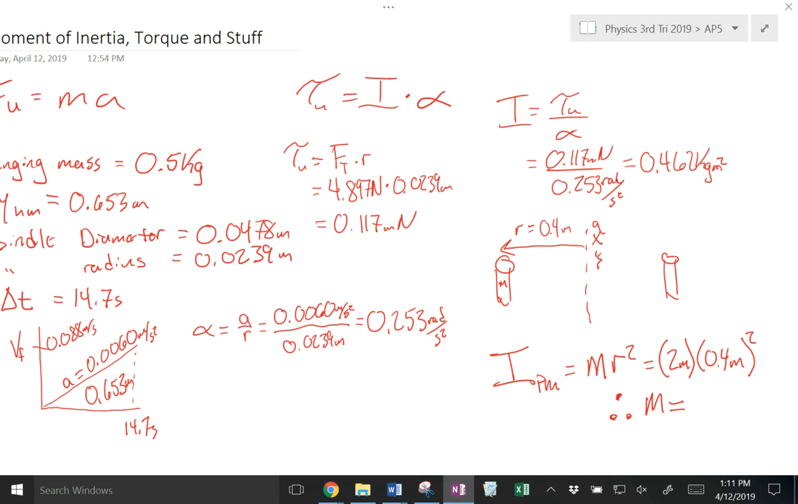I divide that by the radius to get the angular acceleration of 0.253 radians per second squared. Because again, it's 0.0239 meters per radian, if you will. That's how the radius operates. I'm taking this and solving it out for the moment of inertia. If I take that unbalanced torque divided by that angular acceleration, I get that the moment of inertia for that apparatus is 0.462 kilogram meters squared.